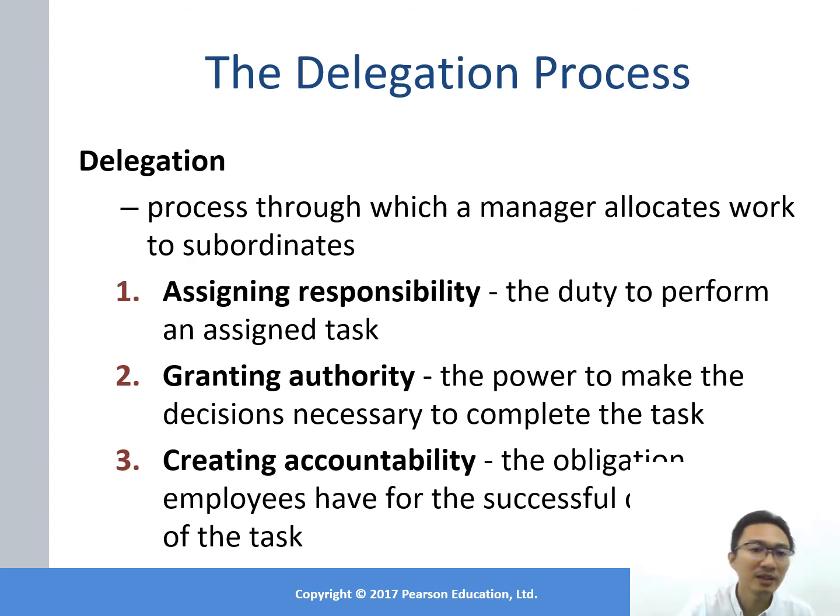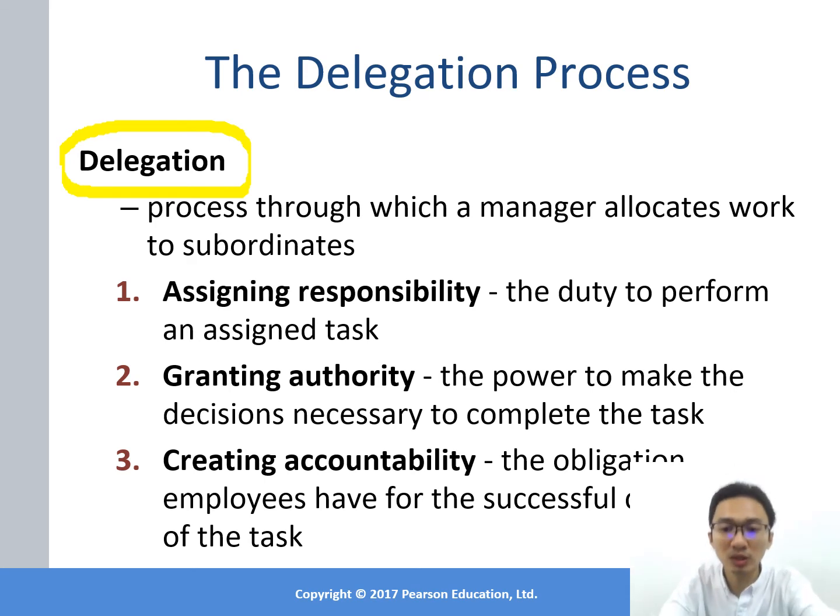Next one is the delegation process. Delegation process is a process in which the manager allocates work to subordinates. So in this delegation, a manager would slowly allocate work to subordinates. In general, if you want to have a proper delegation, you want to give proper work to your staff, you have to follow 3 processes. The first one is what you call assigning responsibility.